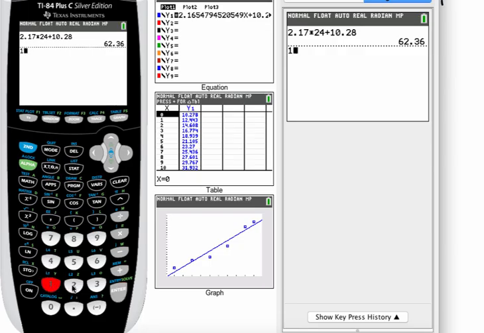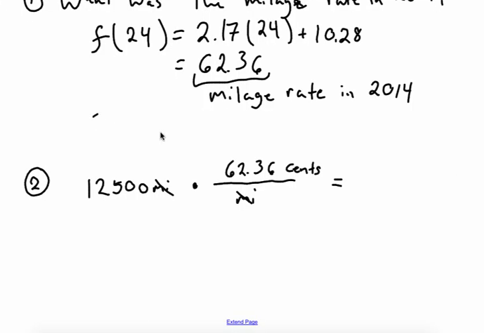12,500 times 62.36. All right, so 779,500. What's the units? It's the cents. So this is cents.